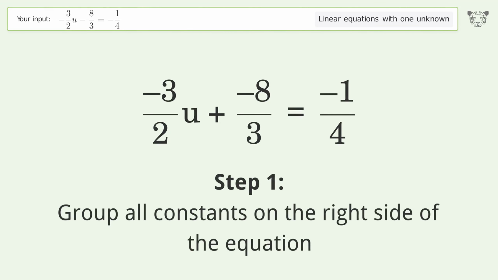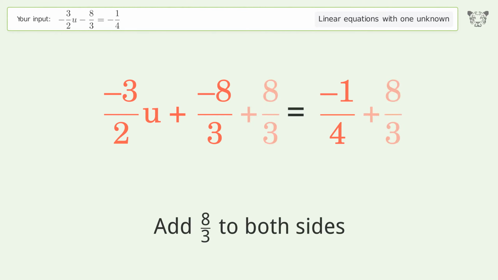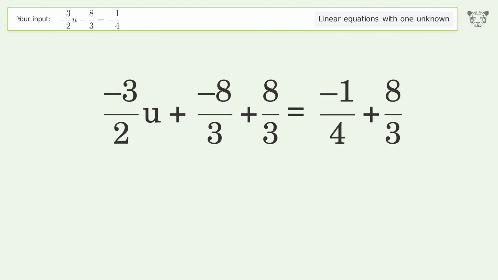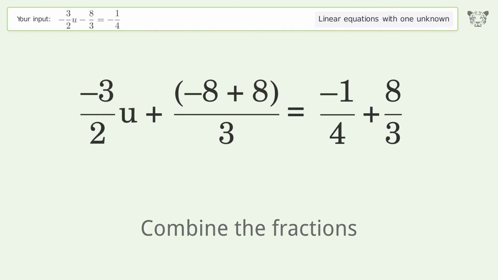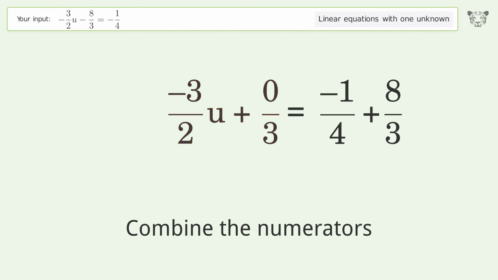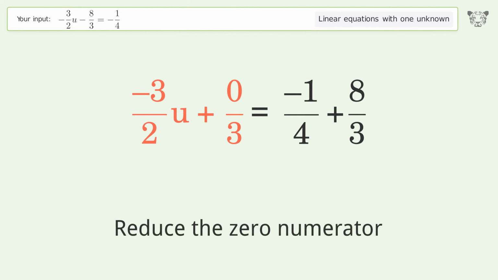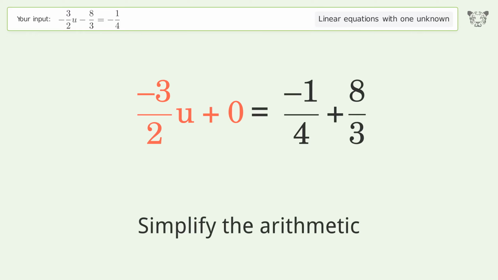Group all constants on the right side of the equation. Add 8 over 3 to both sides. Combine the fractions. Combine the numerators. Reduce the zero numerator. Simplify the arithmetic.